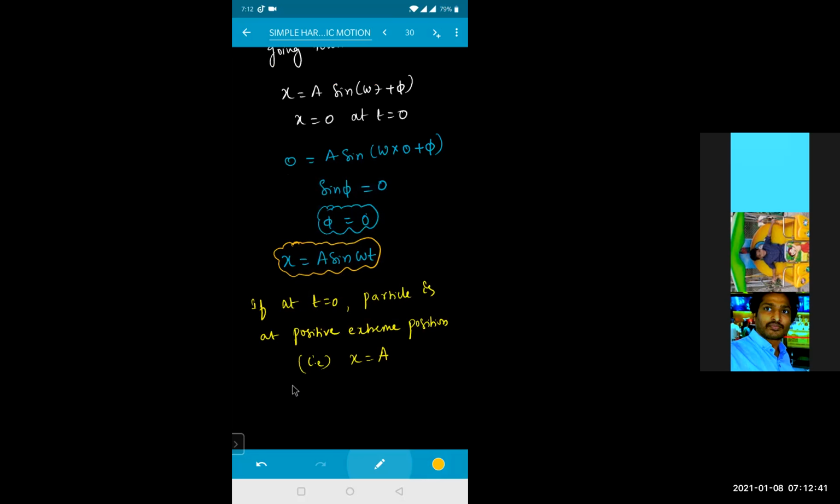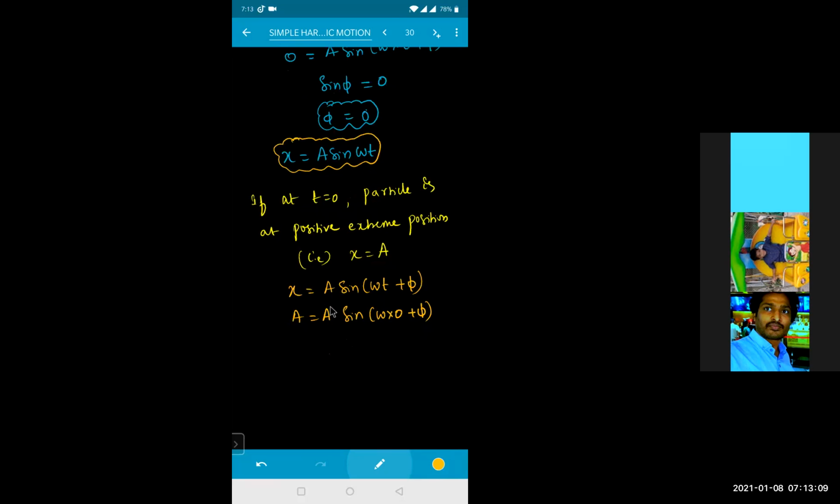If the particle is at a positive extreme, using the equation x equals A into sine of omega t plus phi, what is the value of t? t is 0, so substitute that value here. x equals A, so A equals A into sine of omega into 0 plus phi. The A will get cancelled, so this will be equal to sine of phi.